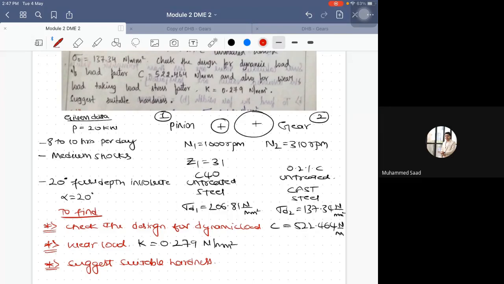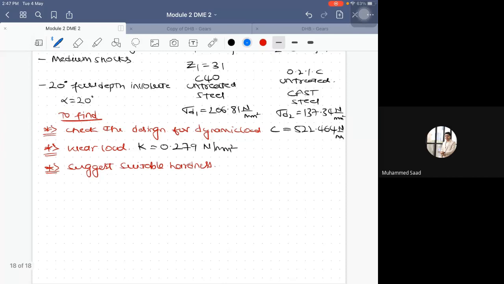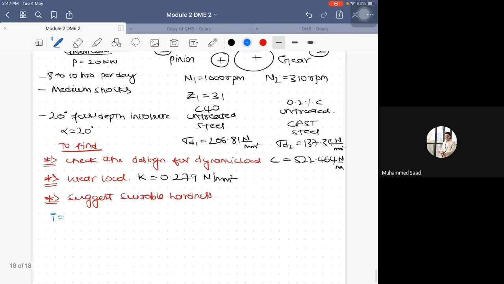Now, it's a long problem. So what is the first step, guys? What is our first step? Calculate the value of I, which is given as N1 by N2, in turn equal to Z2 by Z1, that is in turn equal to D2 by D1. Any one of this you can take. So N1 by N2, you know the value. That is 1000 divided by 310. So I is equal to 3 point something.